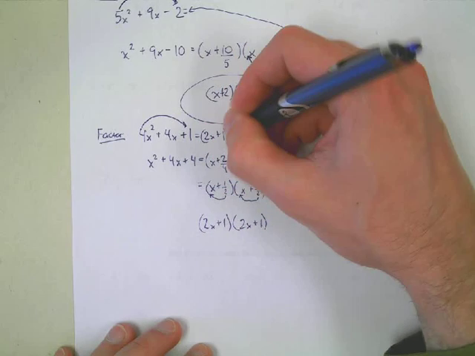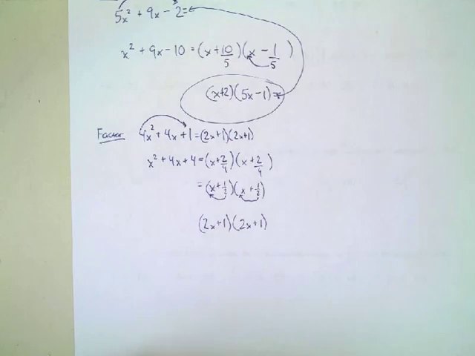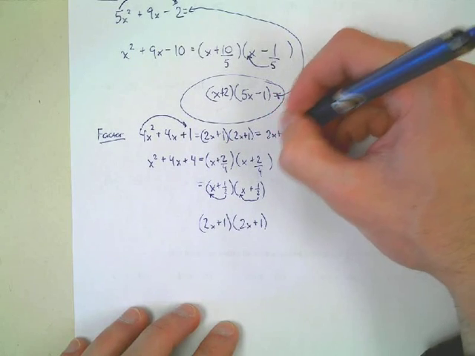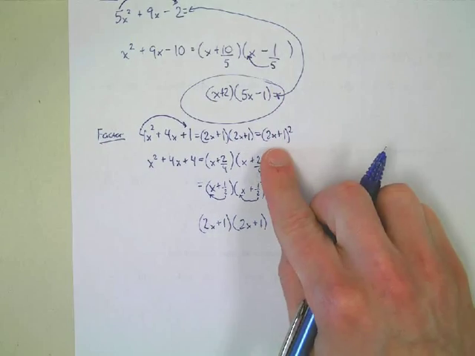Okay, did anyone write it this way? 2x plus 1 squared? Because you could, because it's the same thing, right? So that'd be 2x plus 1 squared.